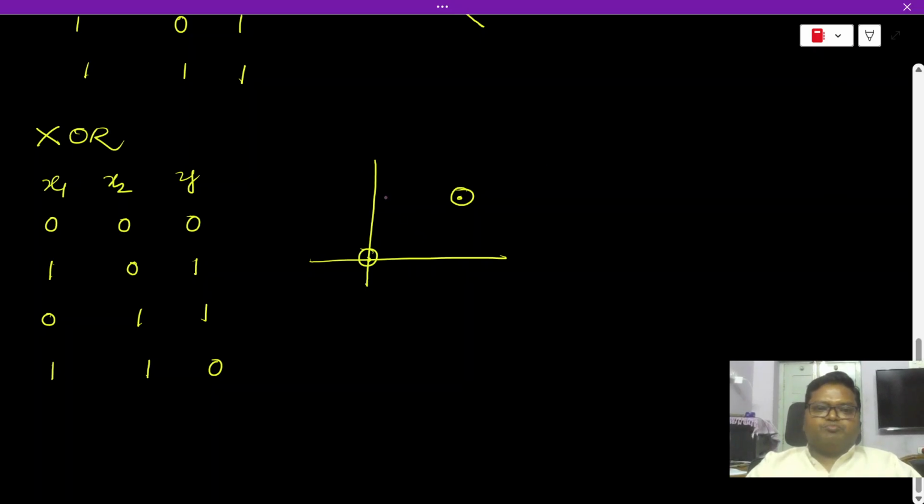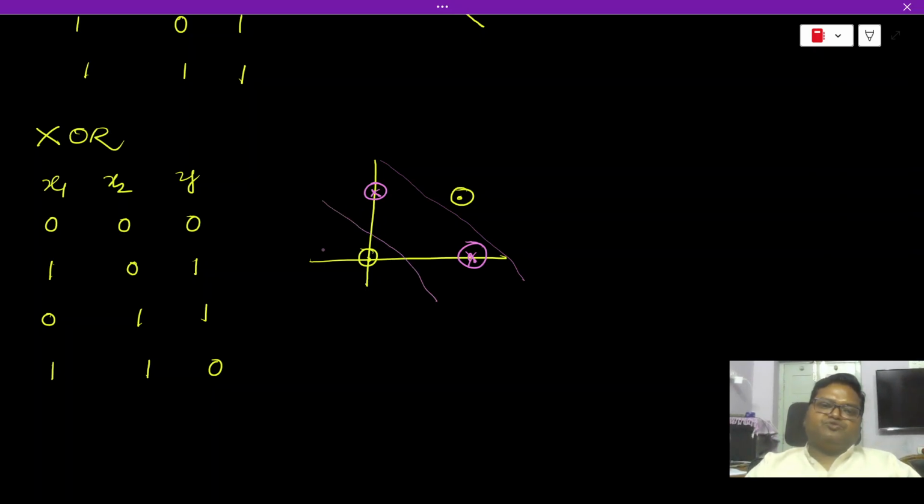This is a positive point. 1, 0 is a positive point. 0, 1 is a positive point. Now, you cannot get a straight line which will divide this positive and negative. No matter what orientation you take, you cannot have a single straight line separating positives and negatives.